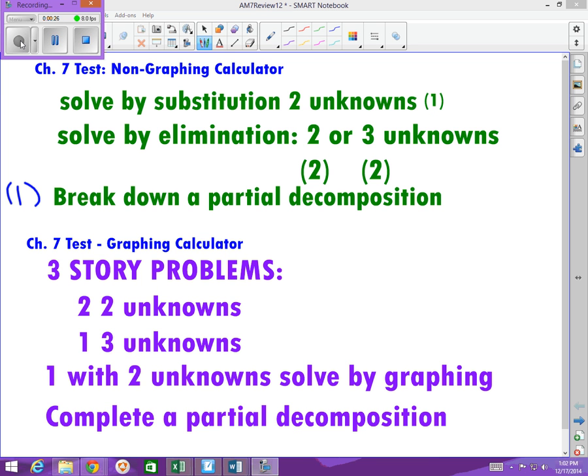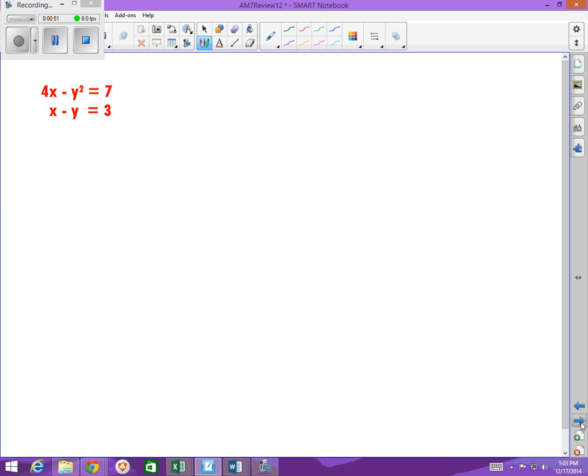Then finally, on the graphing calculator part, which will be the second day, you have three story problems on it. Two of them with two unknowns, one of them with three unknowns. And then you'll have one equation with two unknowns that you need to solve by graphing. And you'll have to sketch the graph and show me that. And then you'll have to complete a partial decomposition problem from beginning all the way to end. So let's look at all of the examples that we have here.